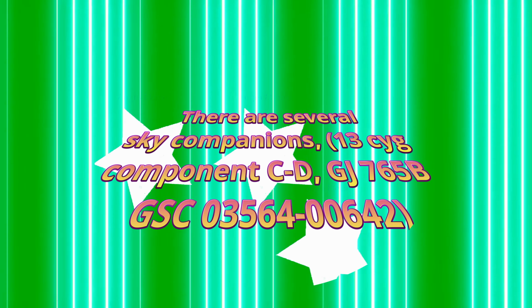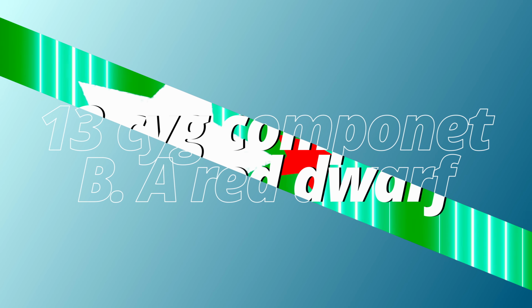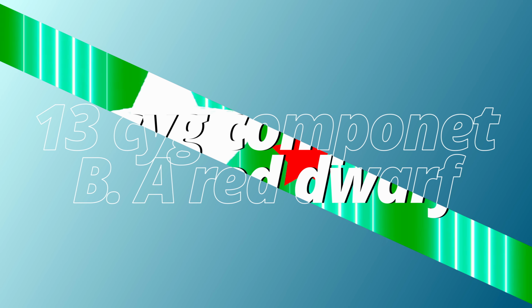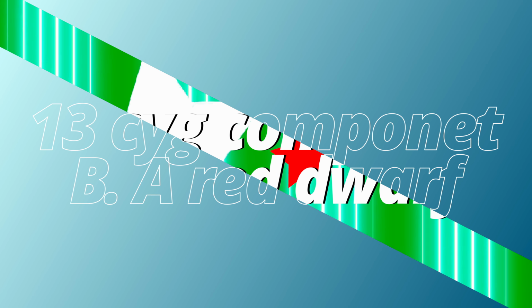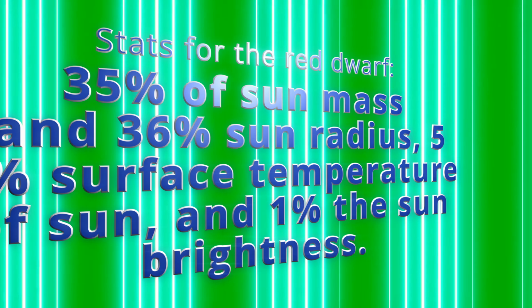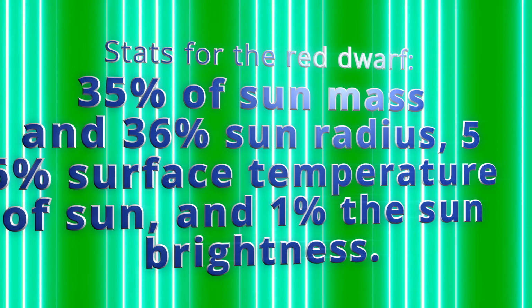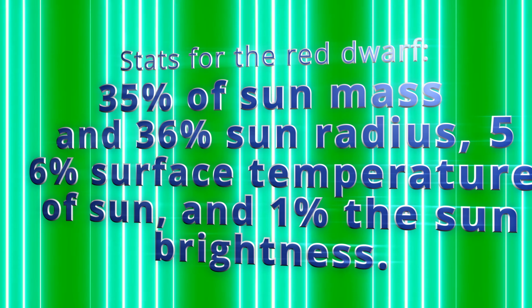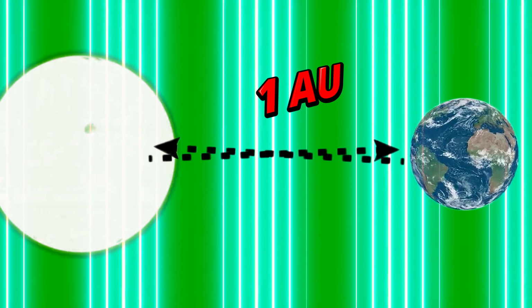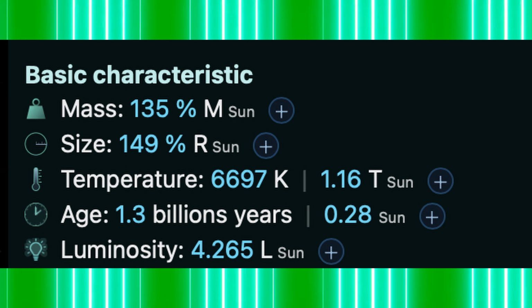J765b, GSC, I'm not going to read that number. The main binary partner is component B, which is a star with an apparent magnitude in the 13s, which is thousands of times dimmer than the main Eta Sig star. So it is a red dwarf. 35% of the sun's mass, 36% of the sun's radius, 56% of the surface temperature of the sun, and 1% of the brightness of the sun. AU is the distance from the Earth to the sun. So these two stars are 46 AU apart. And here's some more stats.